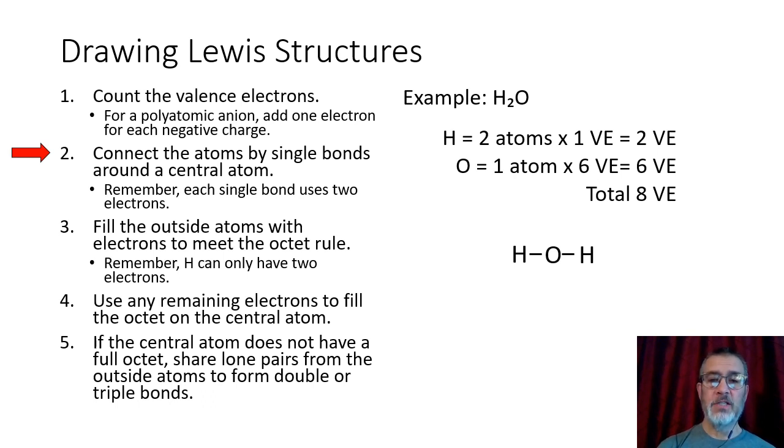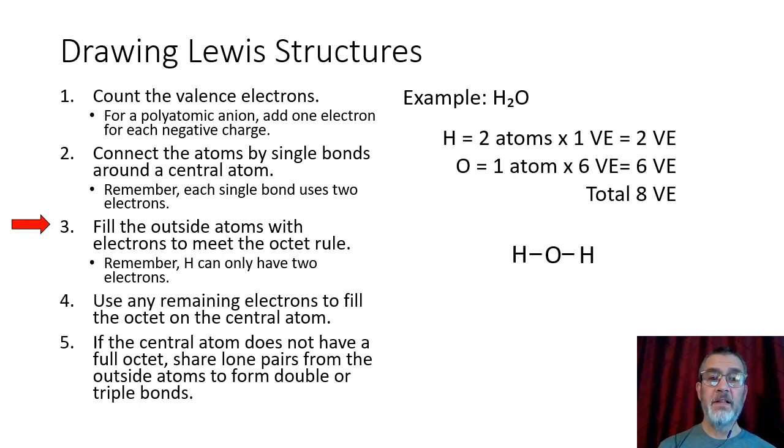So we'll put the oxygen in the center and connect it to single bonds with hydrogens. Now, those single bonds, each line represents two electrons. So I've already used 4 of my valence electrons out of the total 8 that I have to use.